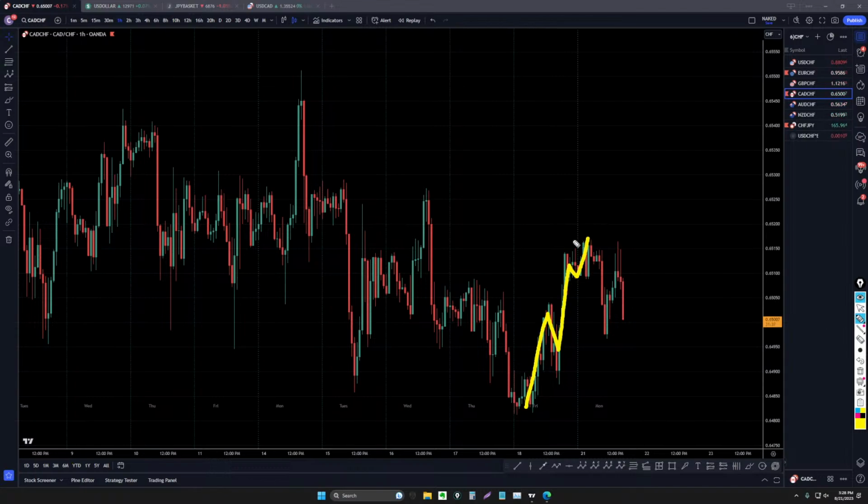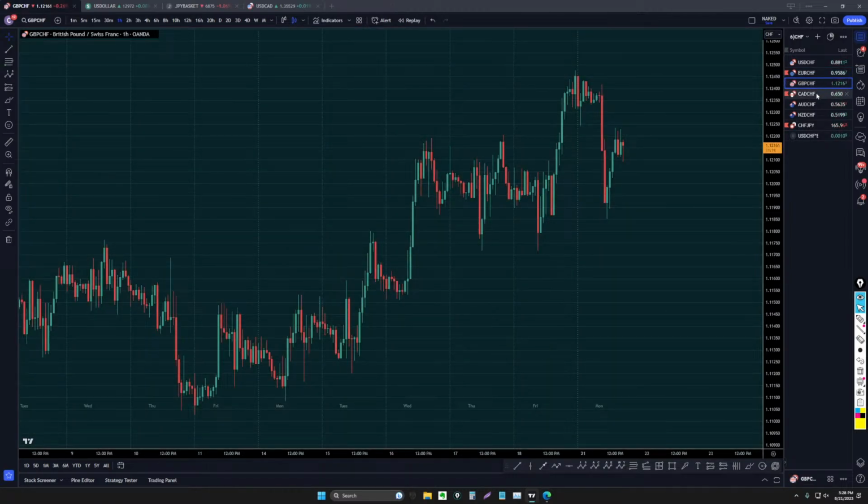1, 2, 3, 4, 5, wave A. This looks like a wave B. This looks like a wave C. Looks like the end of an ABC correction. So I'm kind of hedging a little bit because I'm long the CAD yen and I'm short the CAD Swiss, but I think this is more of a Swiss move.